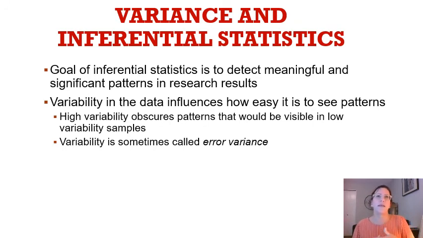Well, if we take measures of variability, we're able to see these patterns. If we have a low measure of variability, then we're going to see patterns very easily. If we have a high variability within our data, it means it's going to be more difficult for us to see the patterns in the data. That's why variability is often called error variance, because if the variability is high, there's going to be a lot more error in the patterns that we're seeing.